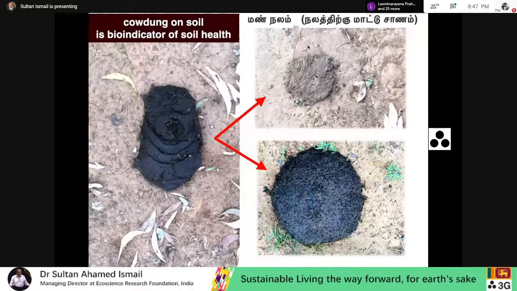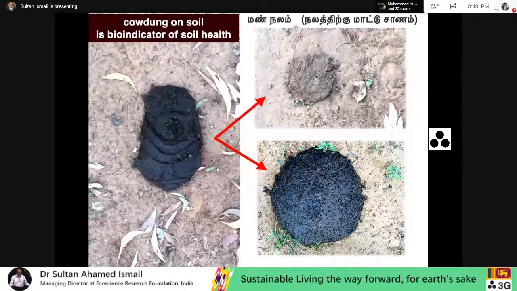But if this cow dung becomes granular, that means there are a large number of microorganisms, moisture is there, microarthropods are there, and earthworms are there. Take a stick, move this dung, you will find a lot of organismic activity, which means your soil is healthy.